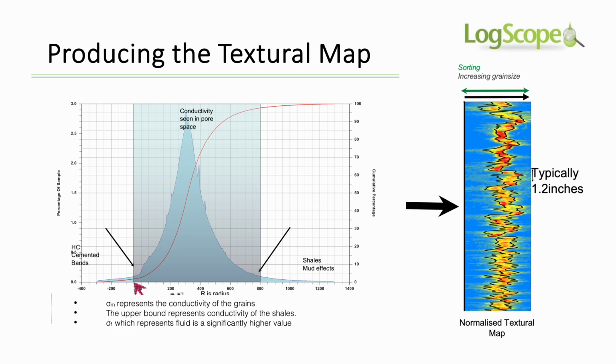And then from all the buttons we produce a textural image, which is on the right, that shows increasing grain size to the right, and the sorting is the width of the VDL.